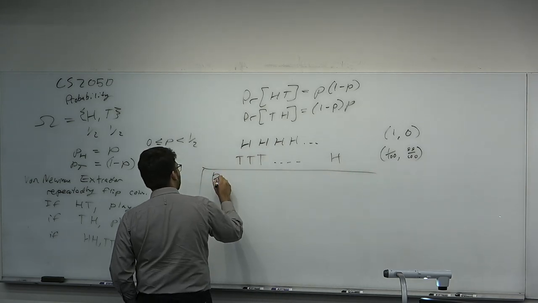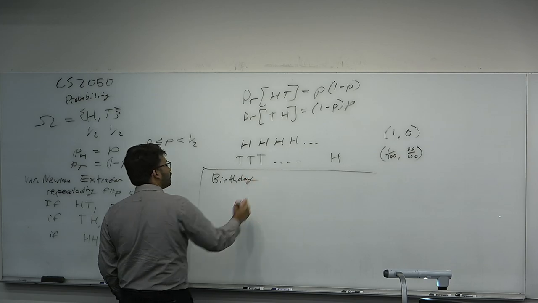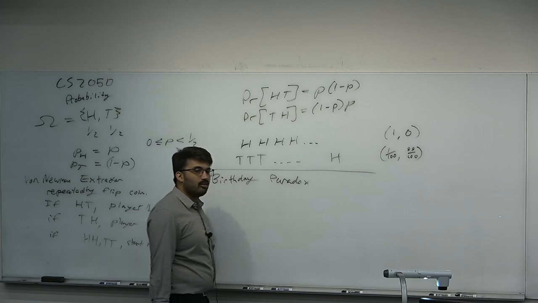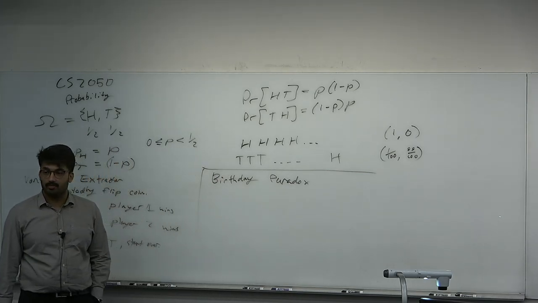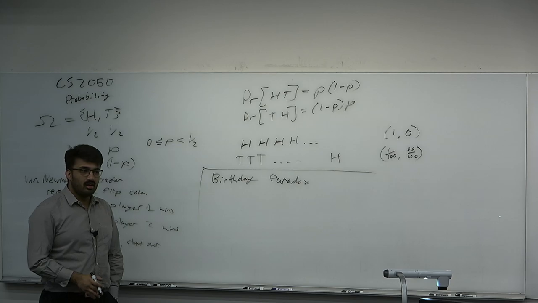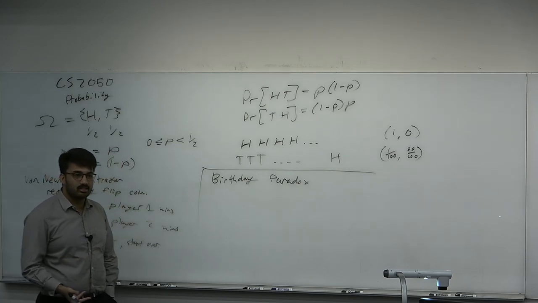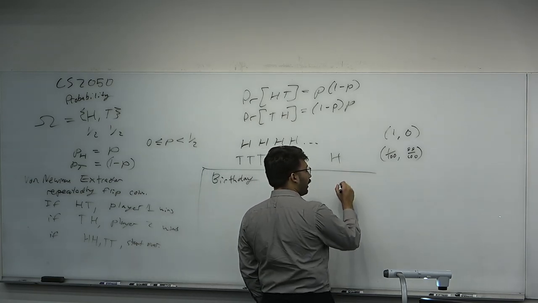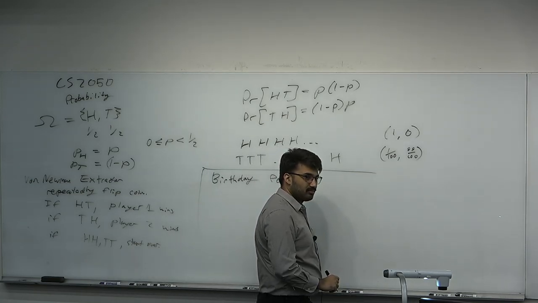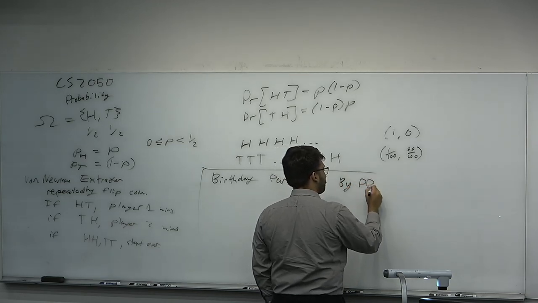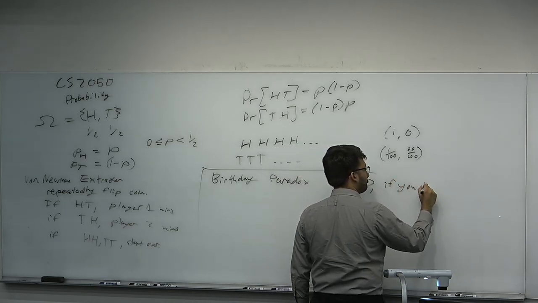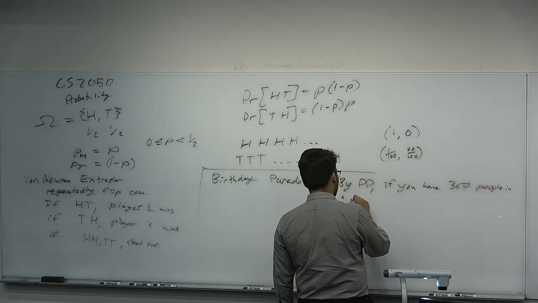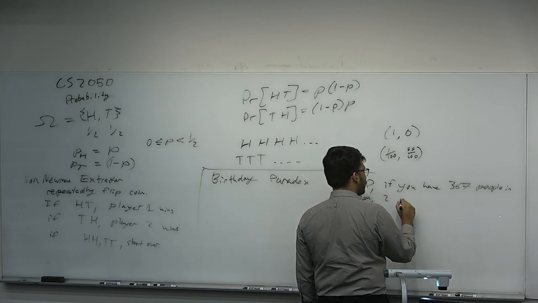The birthday paradox is a surprising calculation result about how many people are needed in a room to guarantee a certain event occurs, which is that two people share a birthday. So let's suppose we're not dealing with probability theory. How many people do you need to have in a room to guarantee that two share a birthday? 367. This year's a leap year. Why is it 367? That's pigeonhole. By the pigeonhole principle, if you have 367 people in a room and there's 366 days, two people must share a birthday.